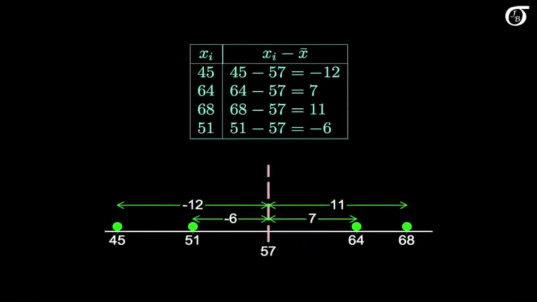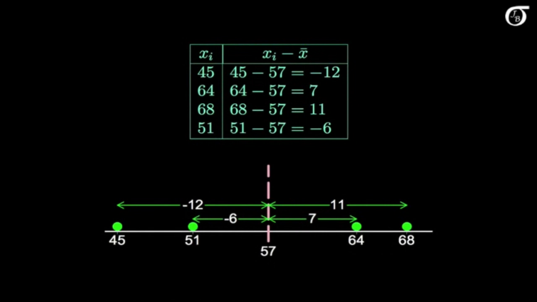Here are the 4 observations in a dot plot. The mean of 57 is indicated by this line. We can see here that 45 is 12 units less than the mean, 51 is 6 units less, 64 is 7 units greater than the mean, and 68 is 11 units greater than the mean. The deviations are the signed distance from the mean.